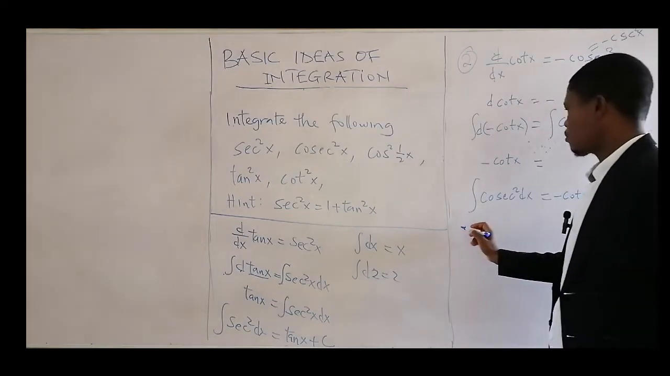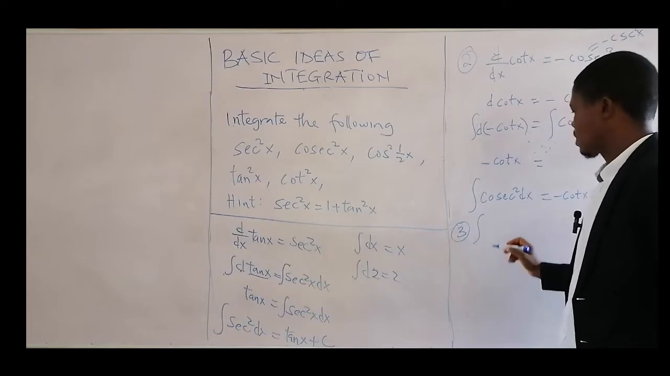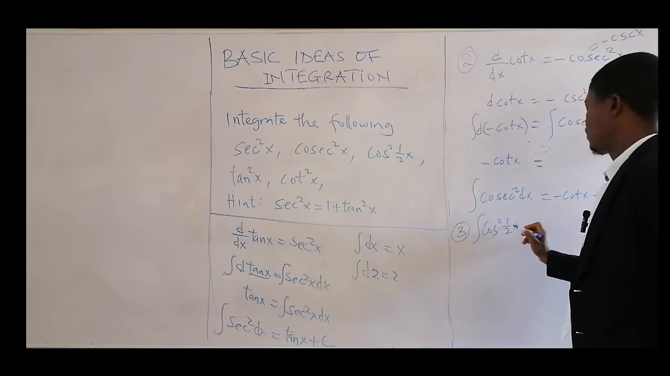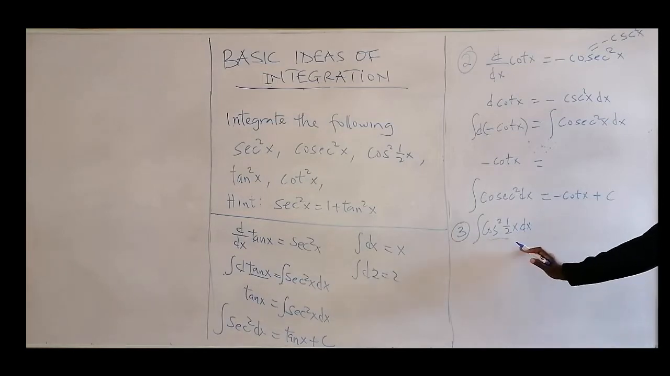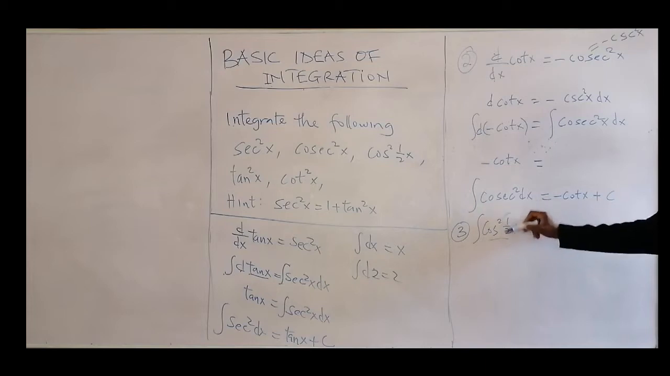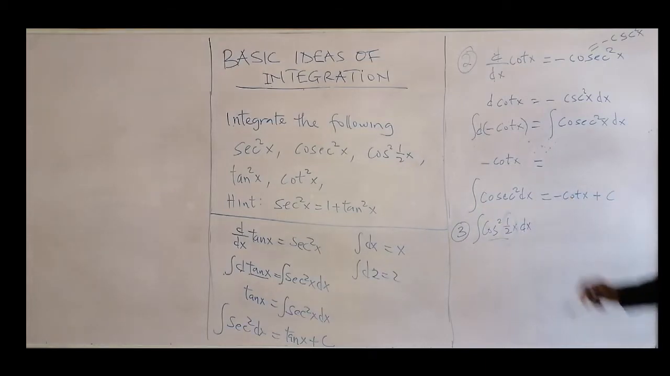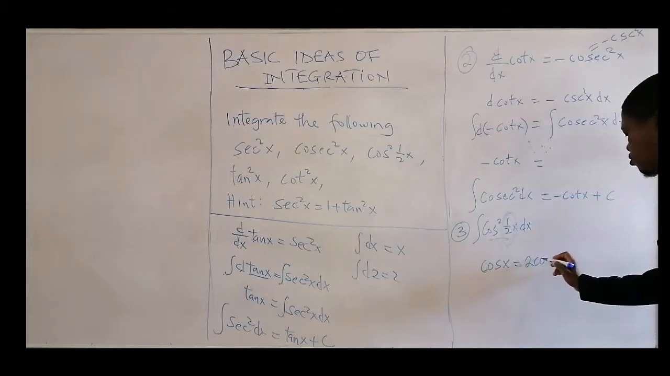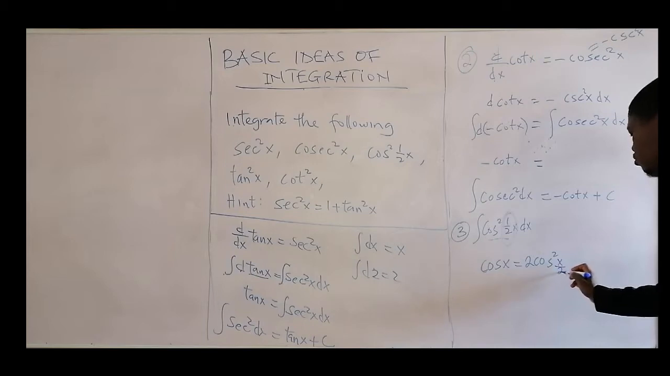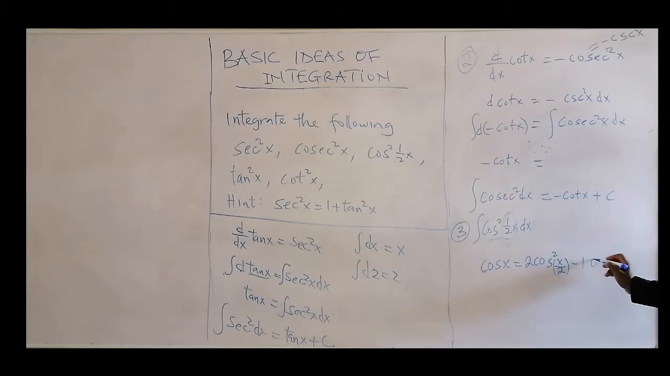Here, the third one, the integral of cos square half x. Just like the one we did in the previous video on the integral of sine square half x, we have to apply the double angle, because we can't integrate this one as it is, except we turn it to the double of this angle. The angle is half x, so the double of this will be x. Don't forget cos x has two values. It could be 2 cos square x over 2 minus 1, or 1 minus 2 sine square x over 2.